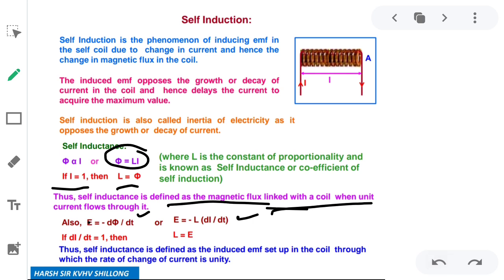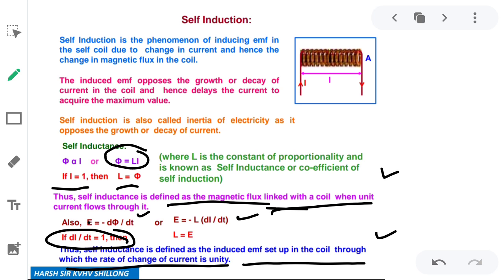So if I define L by this formula of Faraday's law, I will take di by dt as 1. The rate of change of current is 1. So L equal to E. So what will be the self-inductance? It is defined as the induced EMF set up in the coil when the rate of change of current is unity. In exam, if they ask to define self-inductance or coefficient of self-inductance, you can answer by any one of these, whichever you feel easy to answer.